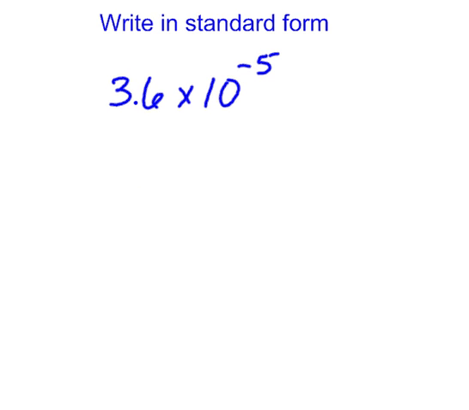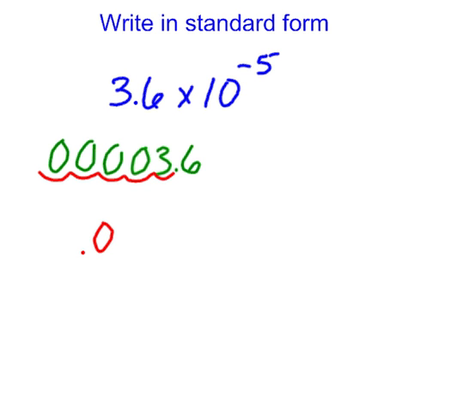Okay, this is an example of how we turn a scientific notation of a small number into standard form. 3.6 times 10 to the negative fifth. Well, it's a negative 5, so we know it's going to be a small number. So what I would do is I would write 3.6 and add zeros to the left. How many places do we have to move the decimal? 5 places. So we go 1, 2, 3, 4, 5. 0.000036.